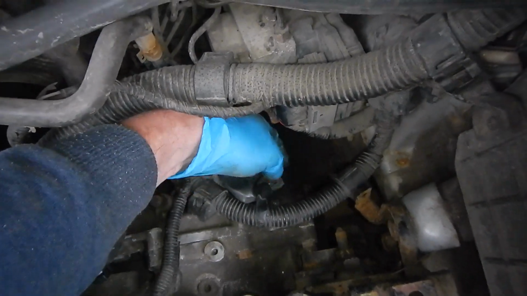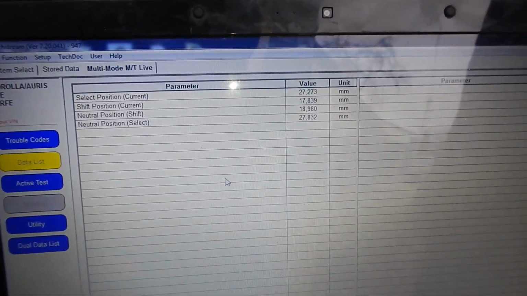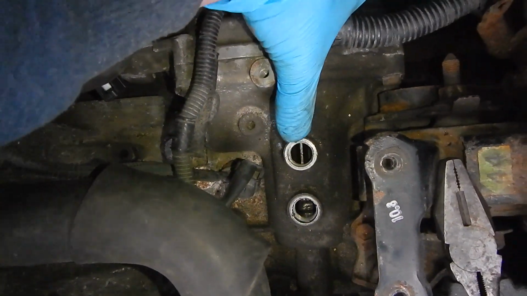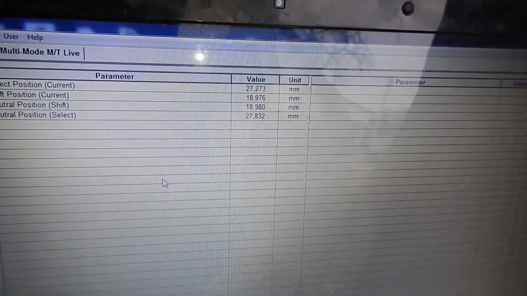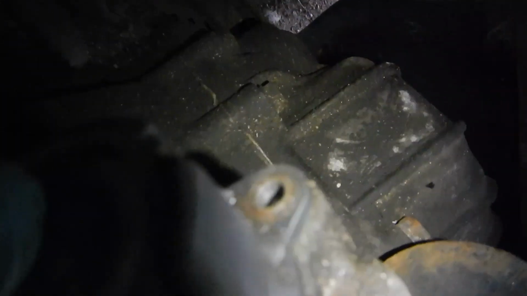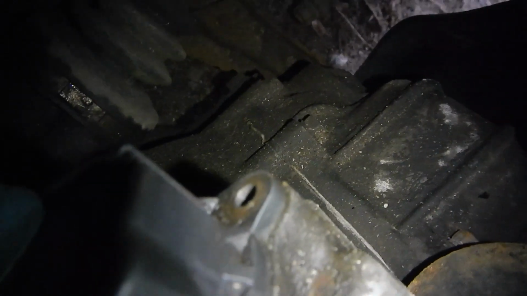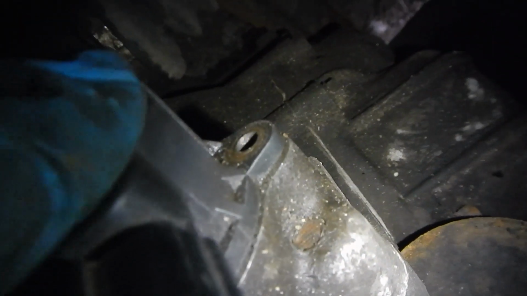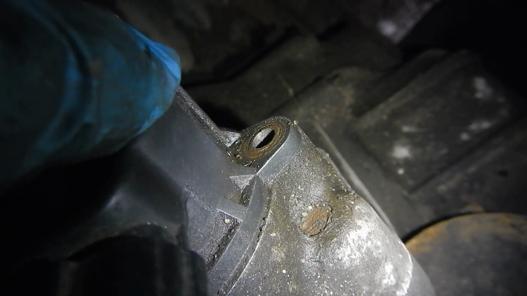Okay, I'm moving it to this side, and what I need, you see, is the same parameter, shift position current and neutral position shift, but this must be exactly in the middle. Exactly. And I'm moving the sensor. You see? Now let's check how it must be. What's the difference? I think in my case it's okay. But sometimes it may be like this, and you also need to adjust the butterfly under the sensor with the plier.